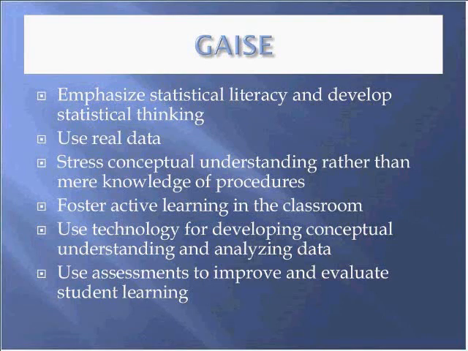So let's start with the GAISE guidelines. The first guideline is to emphasize statistical literacy and develop statistical thinking. What we're interested in here is to make sure that people understand what, for example, a hypothesis test is. How are we making that decision, instead of just sort of going through the motions and not really understanding what's going on. The idea is to create people who can read the newspaper or read scientific reports and understand what they're reading.